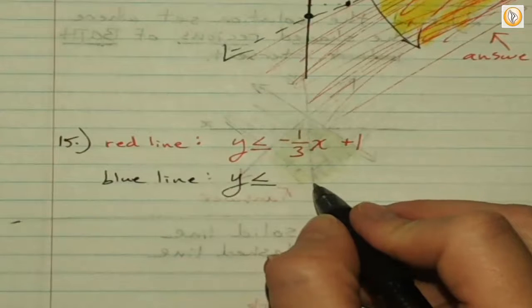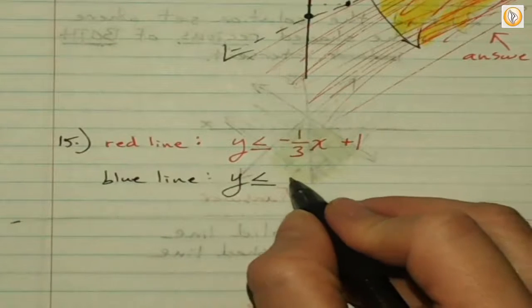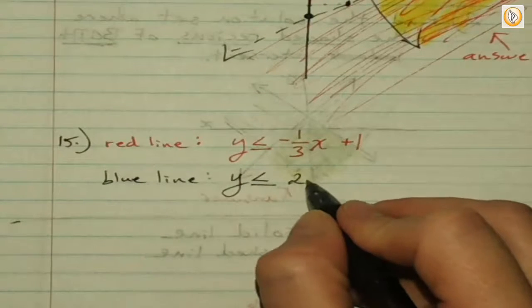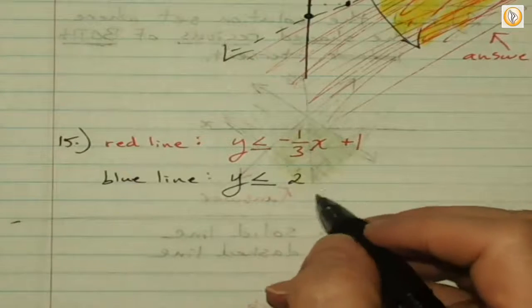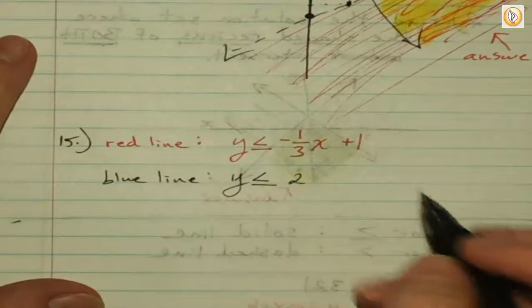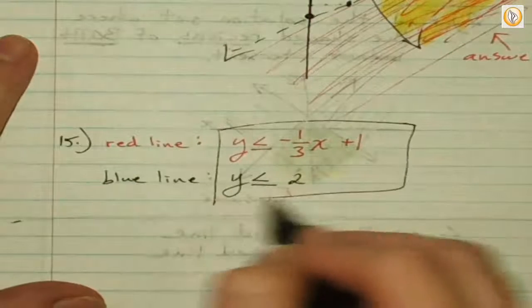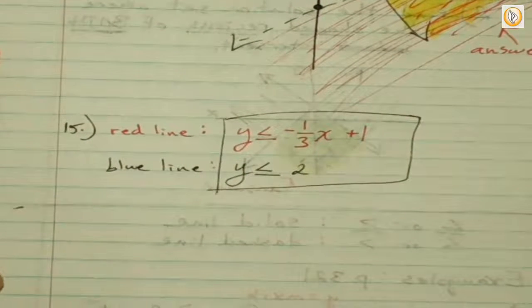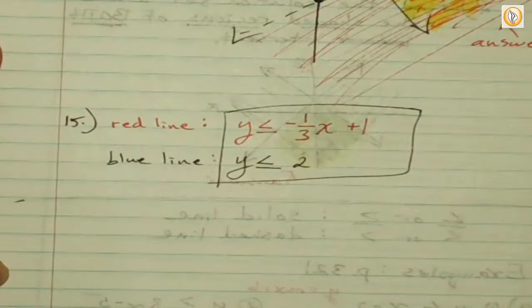Positive 2. Is there a slope at all? No. So then it's just 2, right? Yes, it's just 2. There's no x or anything. So this is your answer. That's all they're wanting you to do. Write down the equations. Oh, that's it. I understand. Well, good. Write that down.